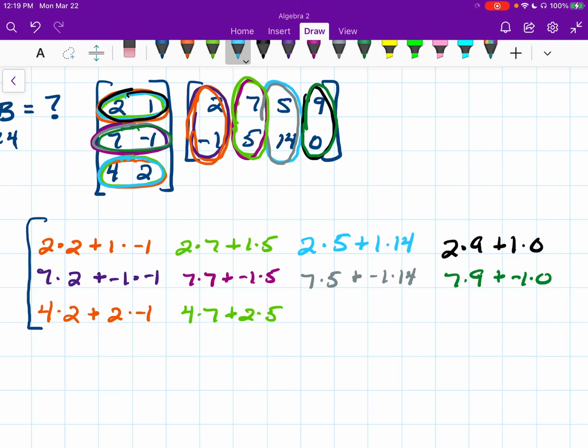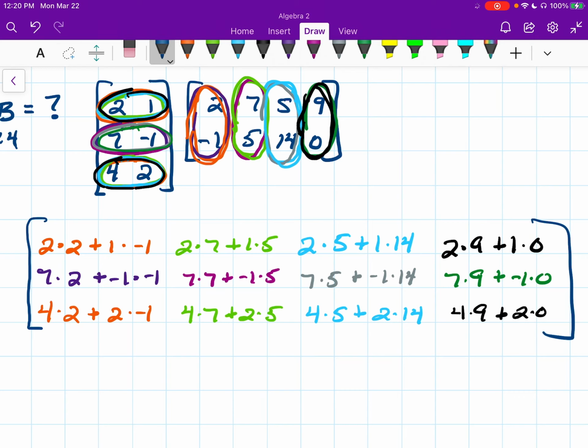In the light blue, I use the last row and the third column there. So this is going to be 4 times 5 plus 2 times 14. And lastly, that last column in the last row will be 4 times 9 plus 2 times 0.